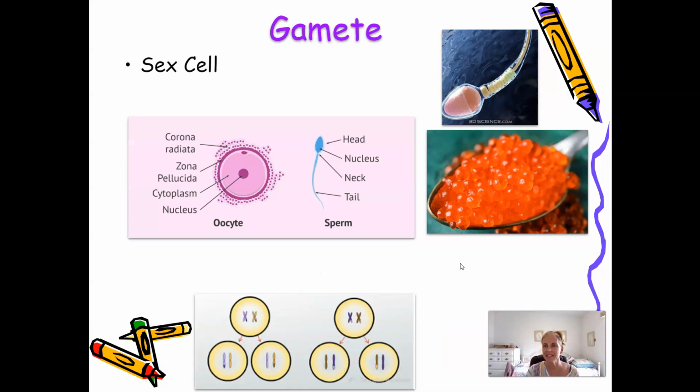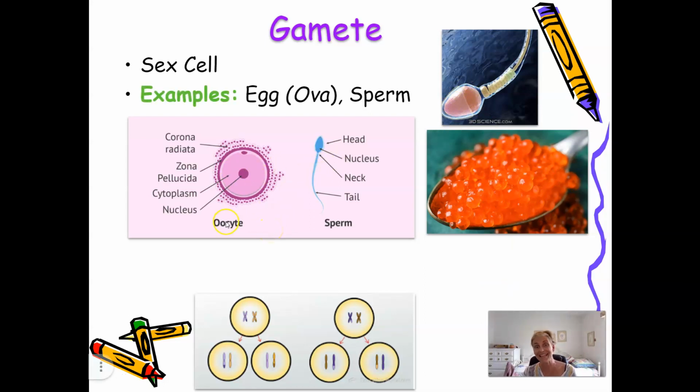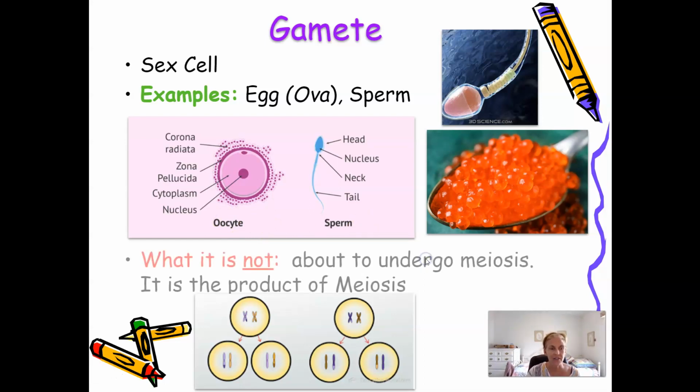So the gamete is the sex cell itself, the sperm, the egg, okay? Egg is also called ovum or oocyte. Sperm might be called a spermatocyte. The sex cells are the gametes. They are made through a process called meiosis. They do not undergo meiosis. They are produced from meiosis.